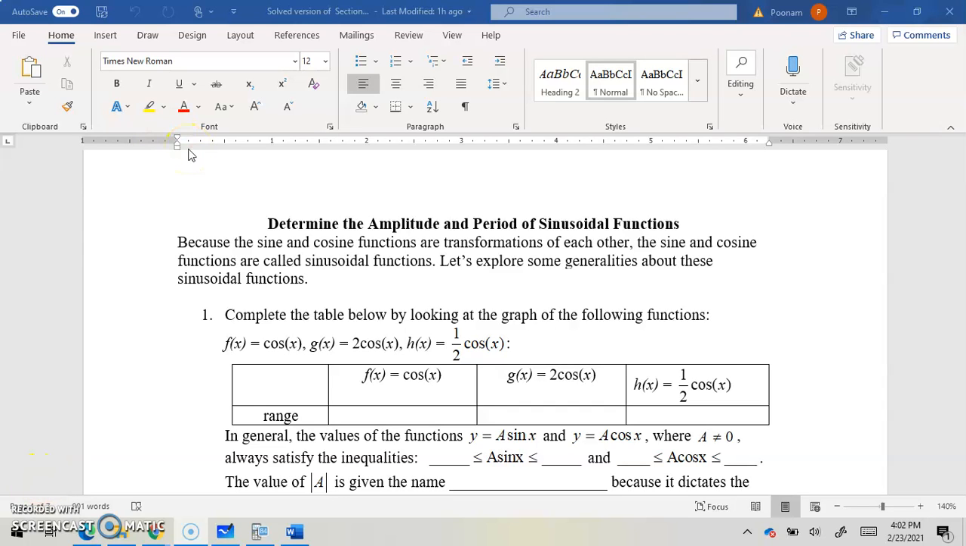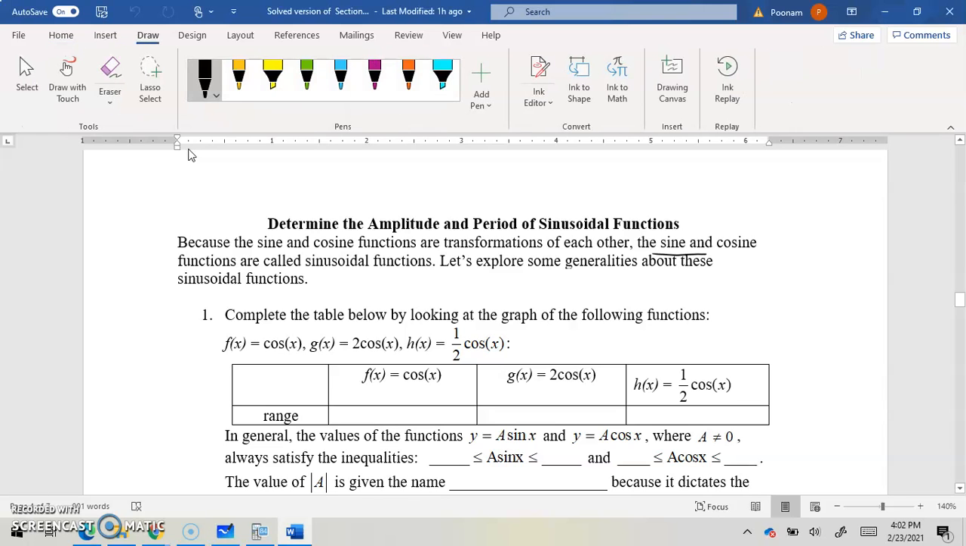Because sine and cosine functions are transformations of each other, both sine and cosine functions are called sinusoidal functions. Let's explore various knowledge about that. Complete the table below and make an observation. So f of x is cos x.